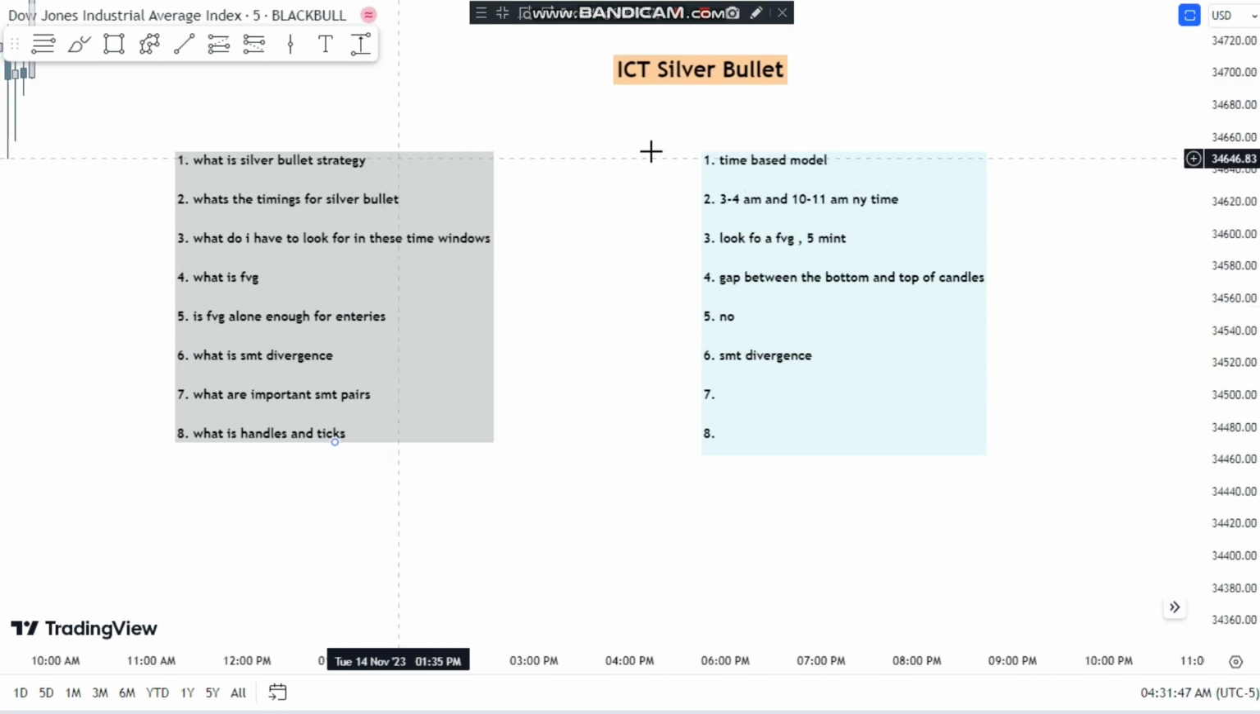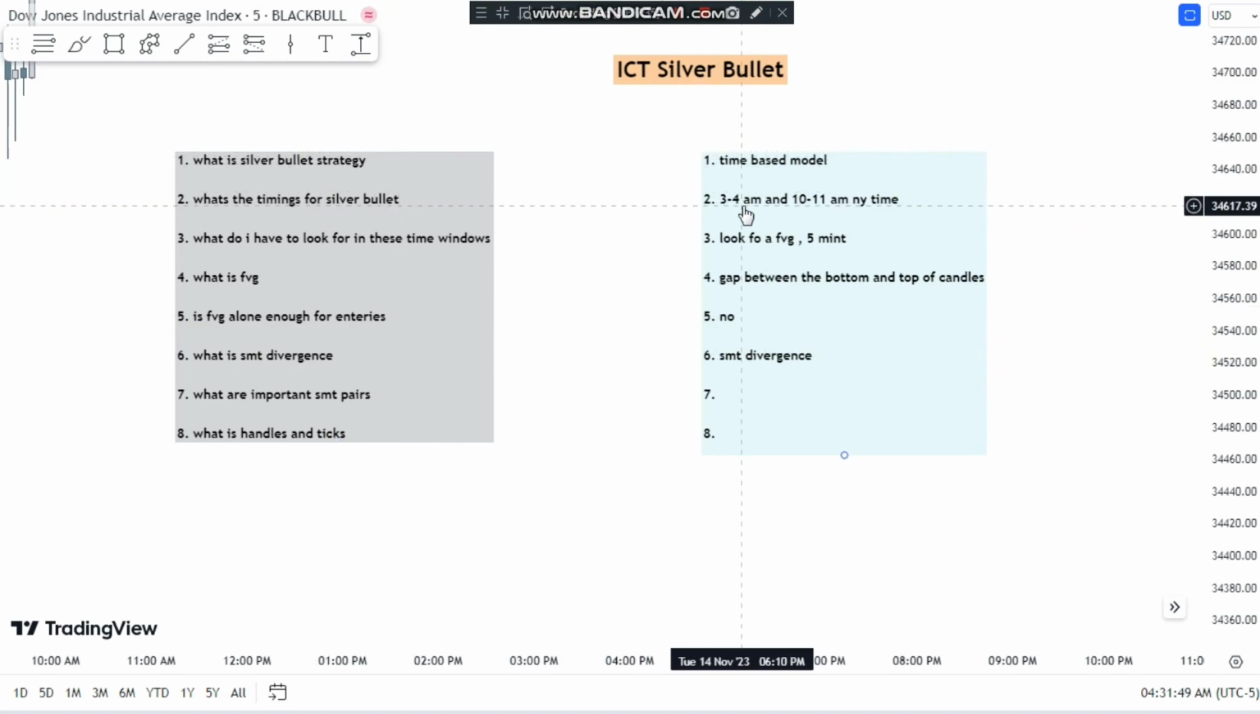So the silver bullet strategy is a time-based model. You have to trade between 3 to 4 a.m. and 10 to 11 a.m. New York time. Okay, and then during these timings, 3 to 4 a.m. and 10 to 11 a.m., you have to look for a fair value gap on the 5-minute. You can also look for the fair value gap on 3-minute or 1-minute, but my favorite is 5-minute.